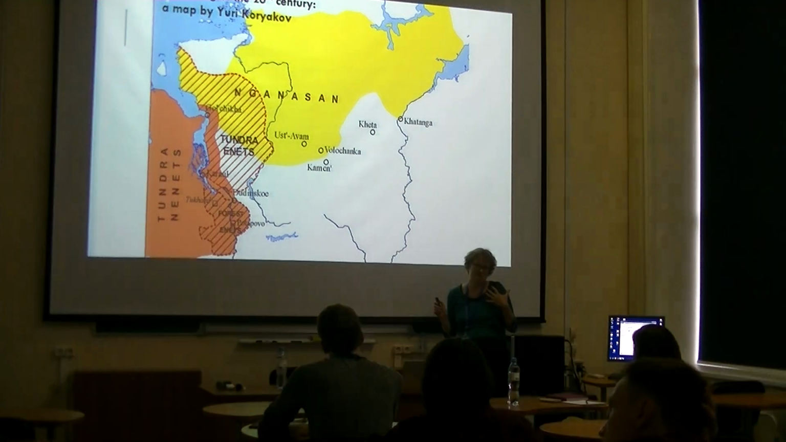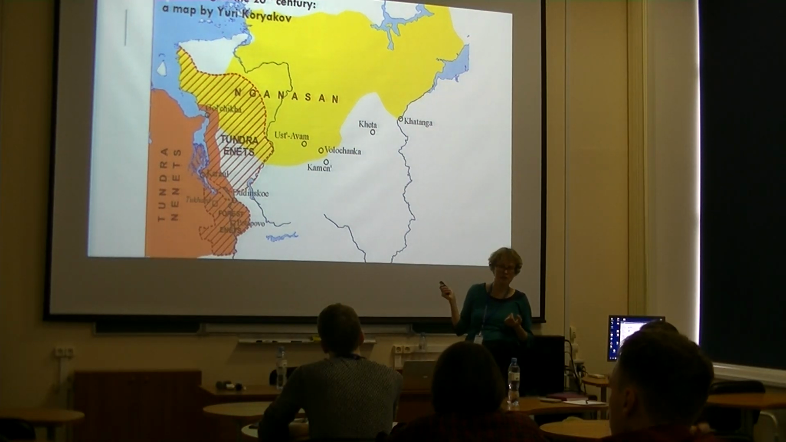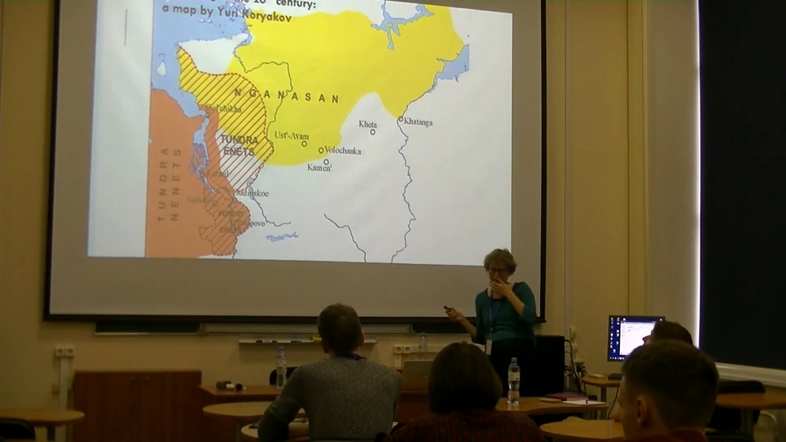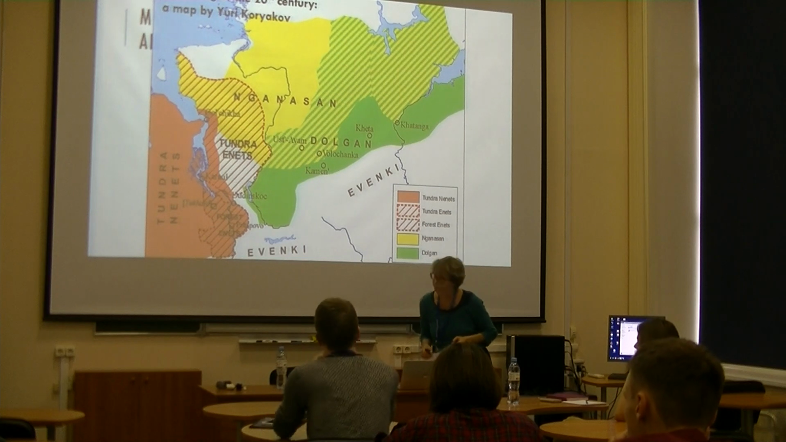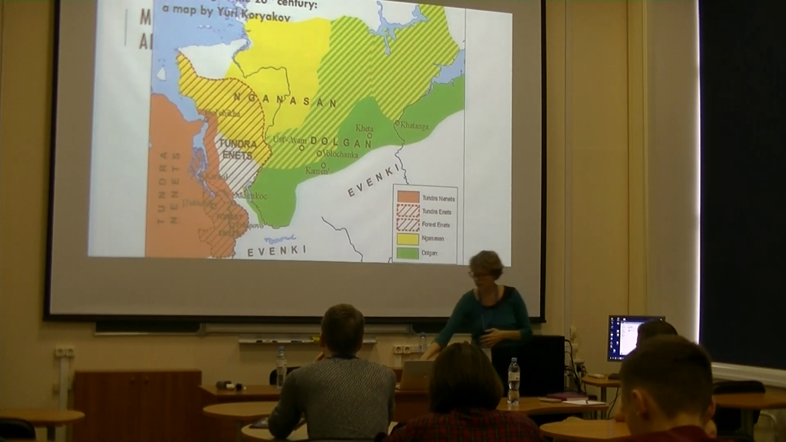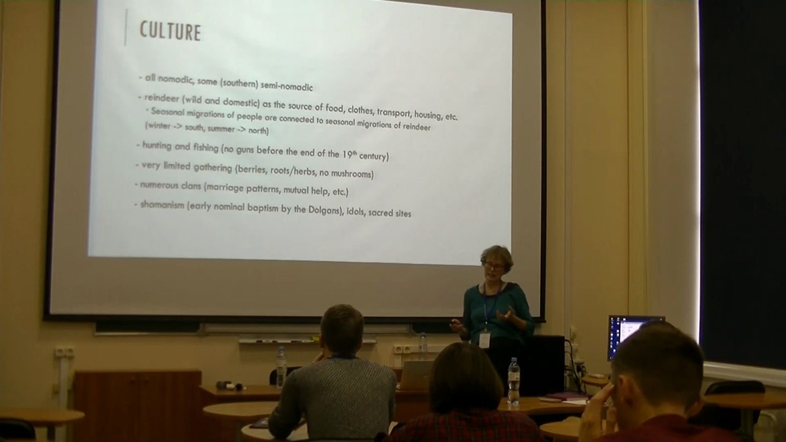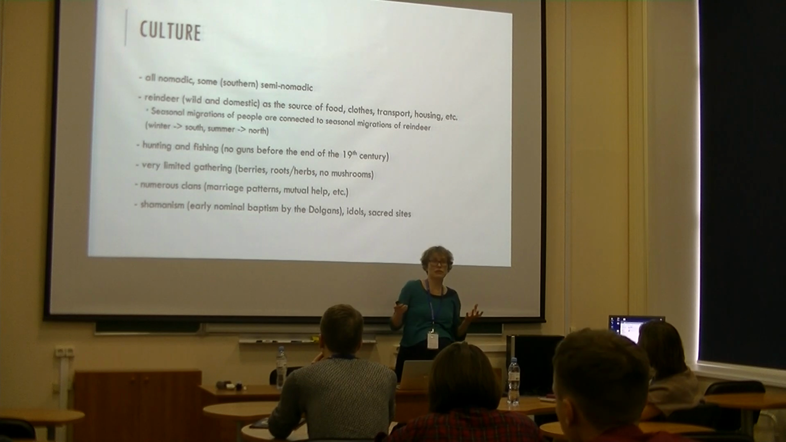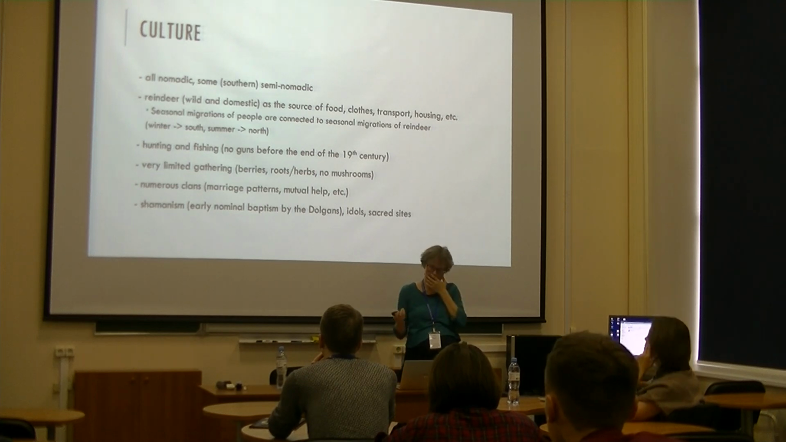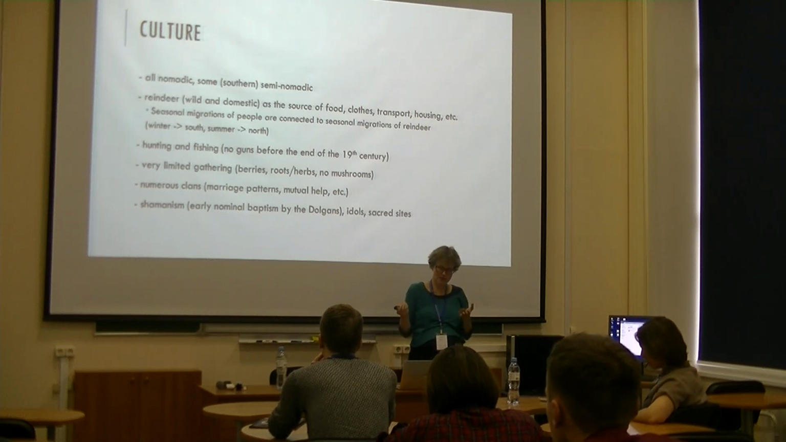There were some few local people who lived there, but it meant that they intermarried with the Russians. They were all nomadic or semi-nomadic. And the main reason why they were nomadic is that the reindeer, wild reindeer or domestic reindeer, was the main source of their food, clothes, transport, housing, basically everything.